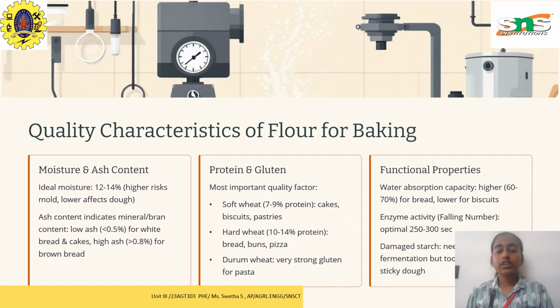And what are the quality characteristics of flour for baking: moisture and ash content, protein and gluten, and functional properties. For moisture and ash content, 12 to 14 percent is the level. Above that level, mold and bacterial growth happens. For protein, as we all know, soft wheat has low protein, hard wheat has high protein, and durum wheat has very strong gluten. It is used in pasta. And functional properties like 60 to 70 percent water absorption, and enzyme activity is optimal at around 250 to 300 seconds.